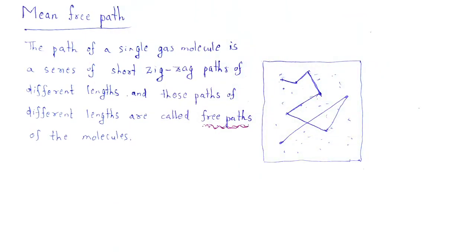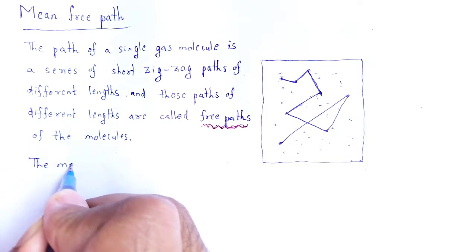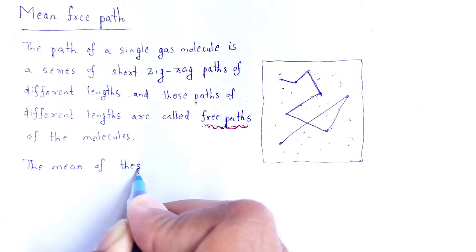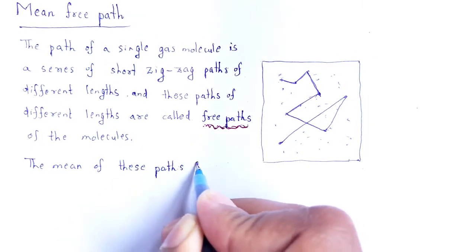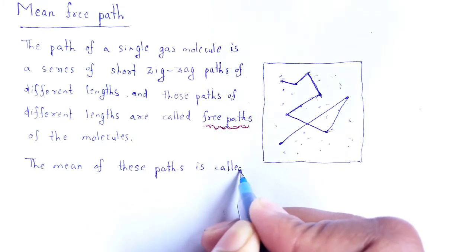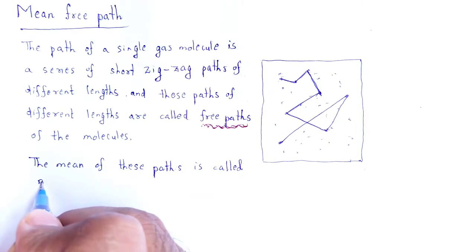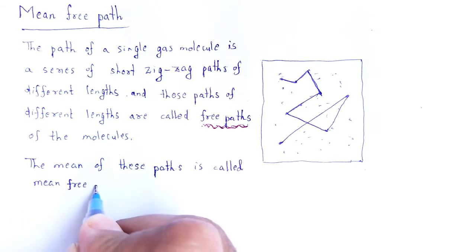And if we calculate the mean of these paths, the mean of these paths is called the mean free path.